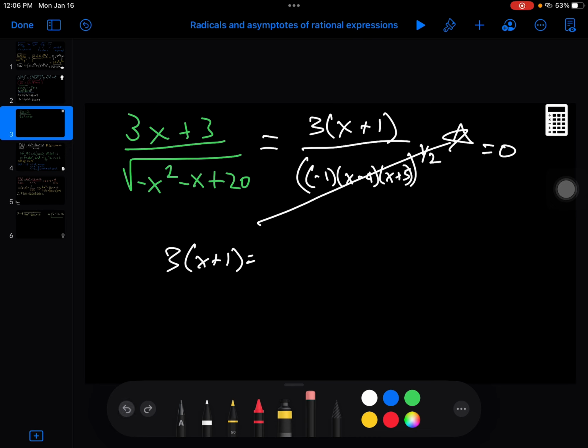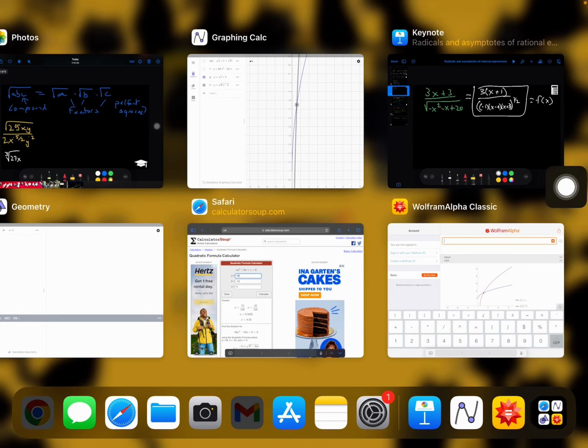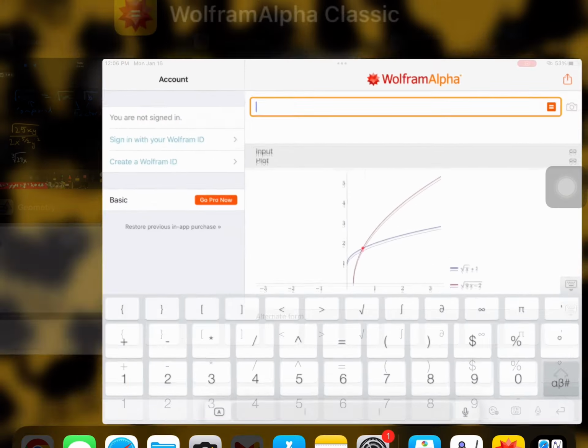Let's have a quick look at a graph here, because we don't have an equal sign. But if this were all y, imagine all of this were a function itself. So this is now y equals f of x, or y. Let's look at what the graph looks like. 3x plus 3 over root of negative x squared minus x plus 20.